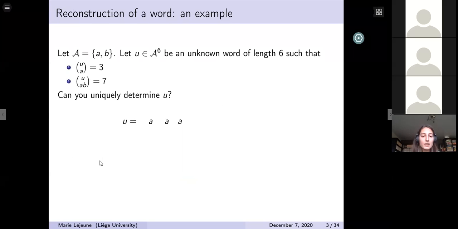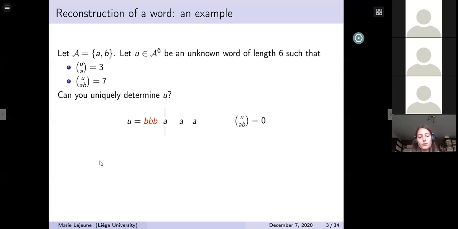Okay, and let's start the reconstruction problem with an example. Let's take a binary alphabet and a word U of length 6 that we don't know, but we have some information about it. First, we know that it's of length 6, and we know that it has 3 occurrences of A and 7 occurrences of AB. And the question is, can you uniquely determine U? So let's start to do it quite simply.